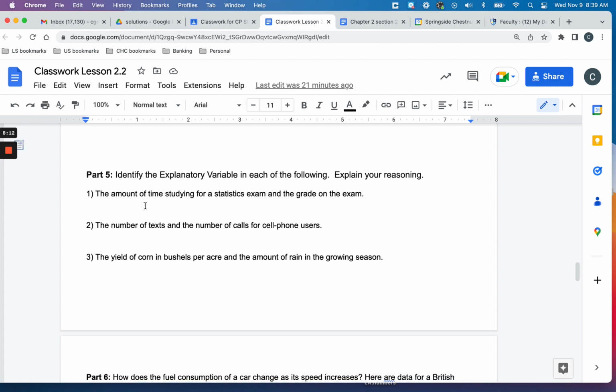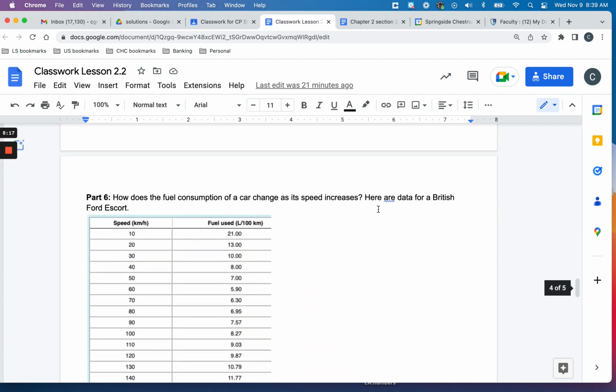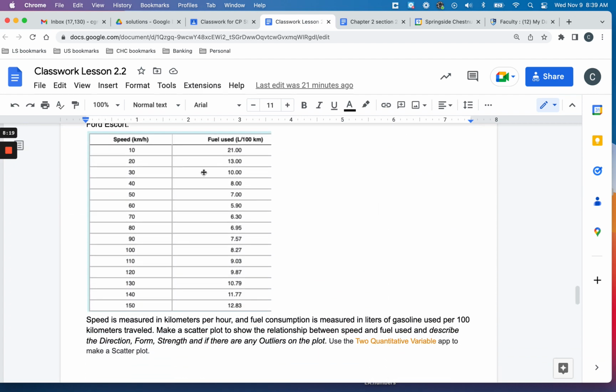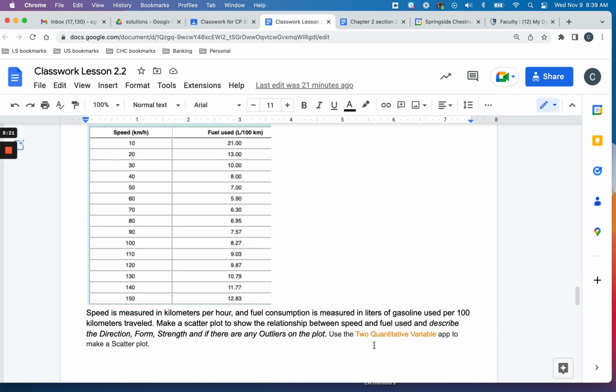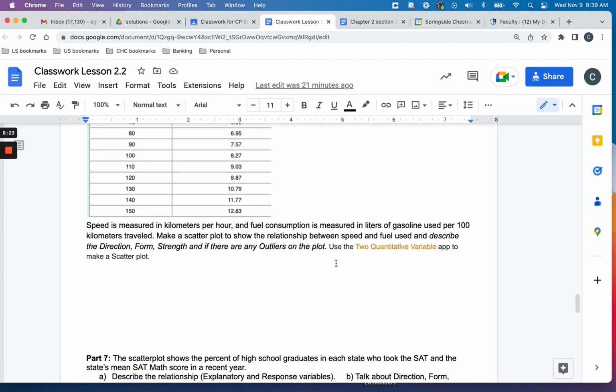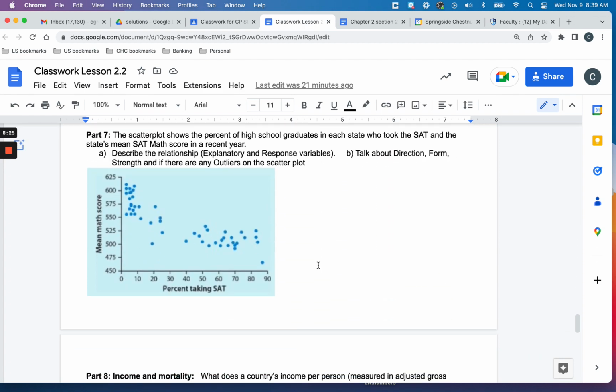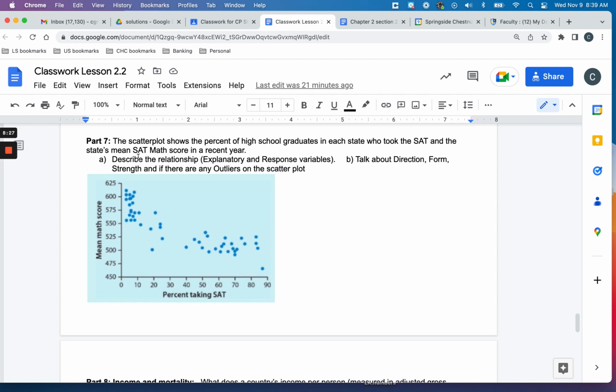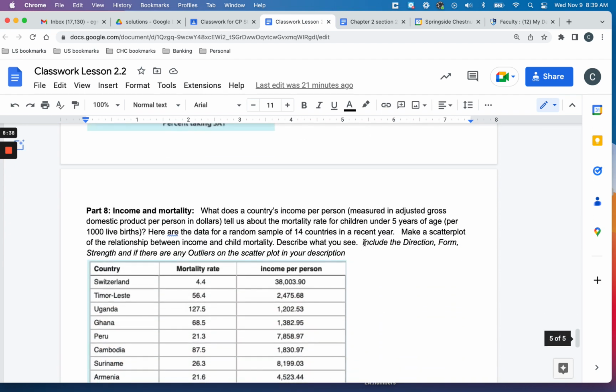Here's one where you describe the explanatory variable and the response. Here's another set of data where you're going to use the app. There's the link to it. And again, give me the scatter plot and then describe it. Here is a scatter plot. It wants you to describe the relationship. Tell me which one would be the explanatory, which is the response, and then talk about direction, form, strength, and if there are any outliers.